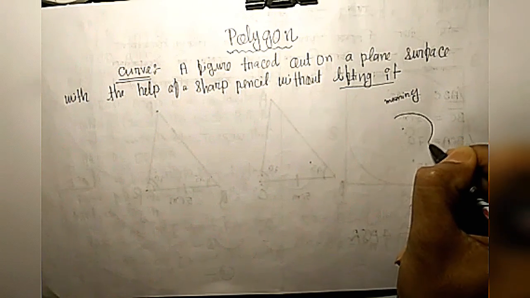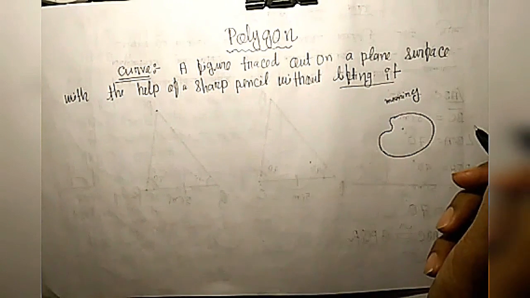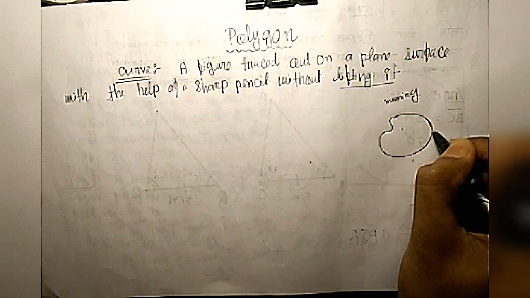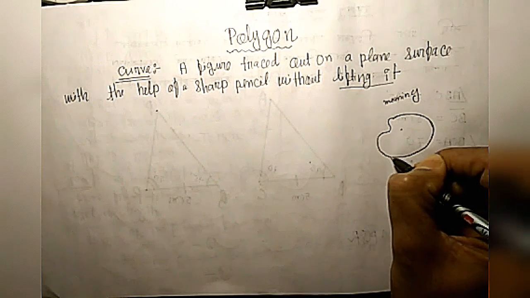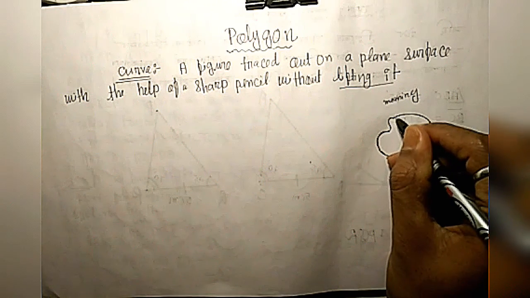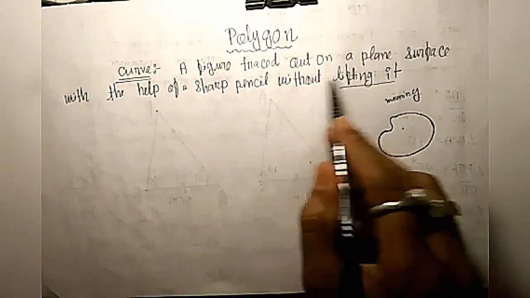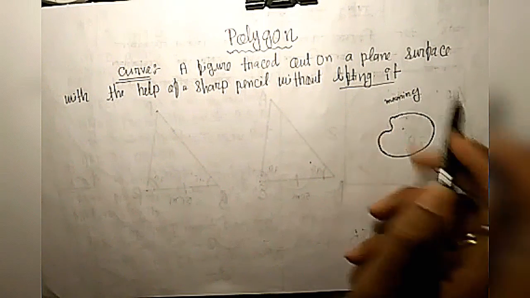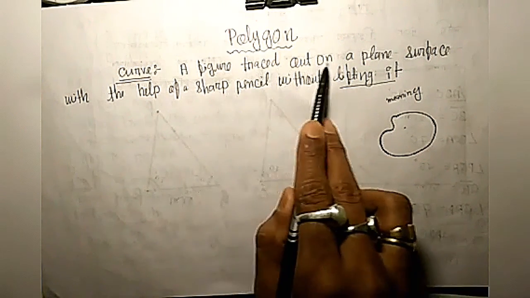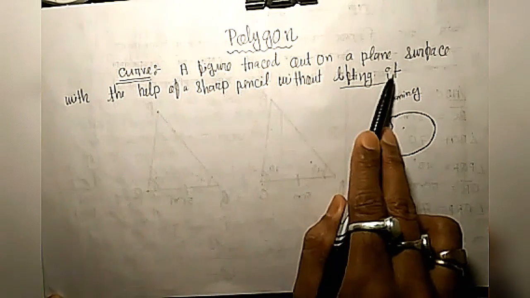Suppose this is a figure we have drawn. We have seen that this figure is drawn without lifting the tip of the pen. So without lifting the tip of the pen, the figure is completed. This type of figure is known as a curve. That means the figure should be completed without lifting the tip of the pen.